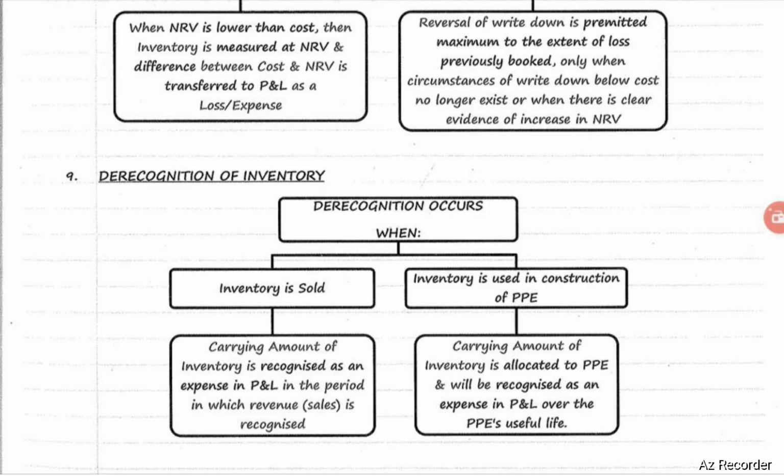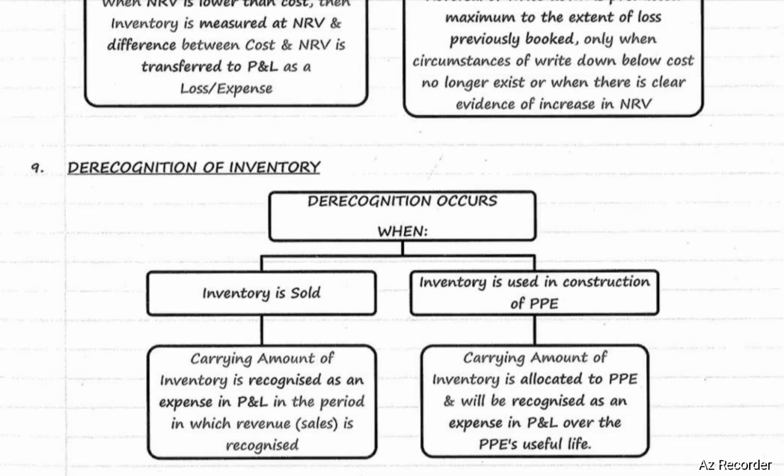Next important point: when PPE is used in manufacturing of inventory, depreciation of PPE will be added to cost of inventory. Decommissioning cost due to manufacturing of inventory will be added to cost of inventory. Purchase cost will be added to cost of inventory, whereas selling cost will not be added to cost of inventory. Opening plus purchases minus closing gives raw material consumed. It also gives sales or cost of goods sold.